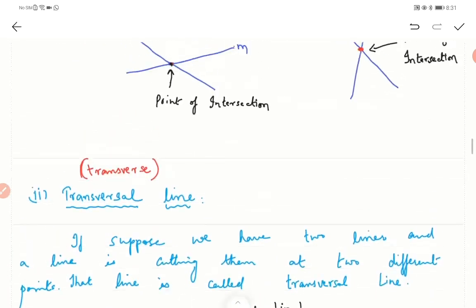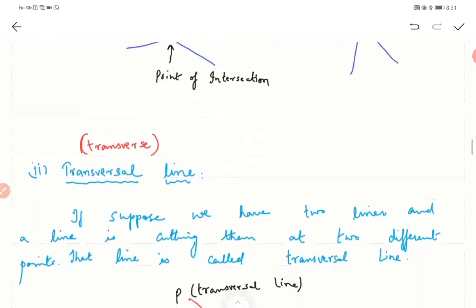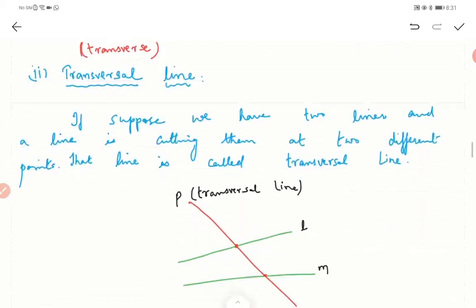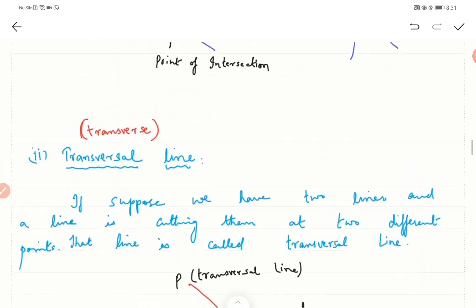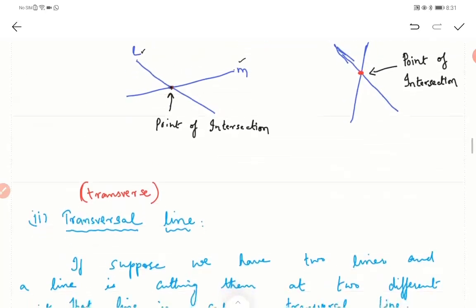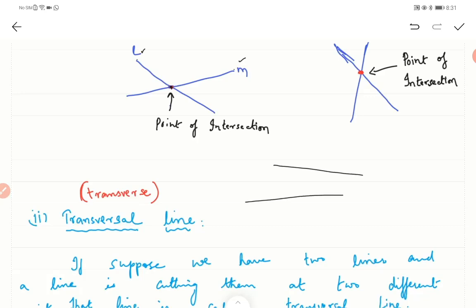Now the next type of line you need to know is the transversal line. What do you mean by transversal lines? A transversal on two lines, any two lines. If a line is cutting two lines L and M, that line is called a transversal.